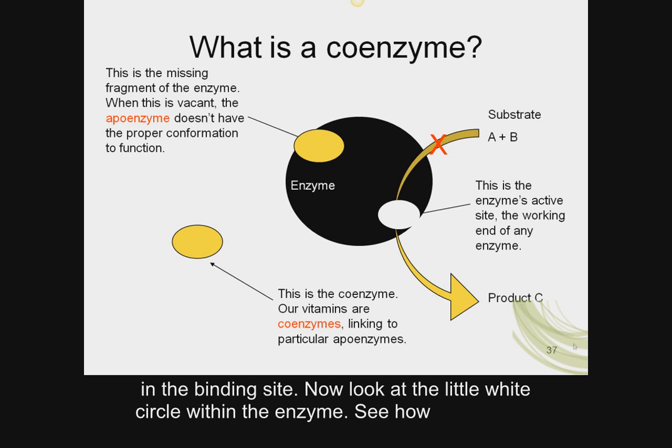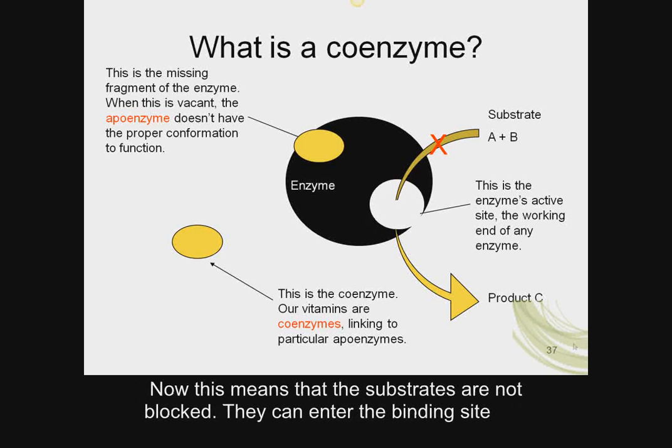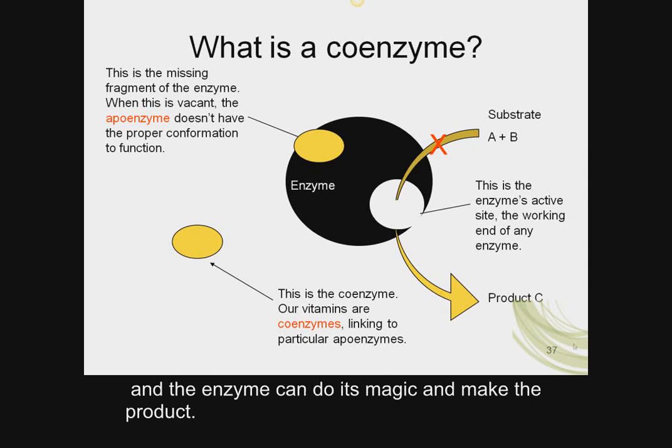Now, look at the little white circle within the black enzyme. See how small it is? I'm going to push a button, and whoop-bam! The binding site becomes bigger. Now, this means that the substrates are not blocked. They can enter the binding site, and the enzyme can do its magic and make the product.